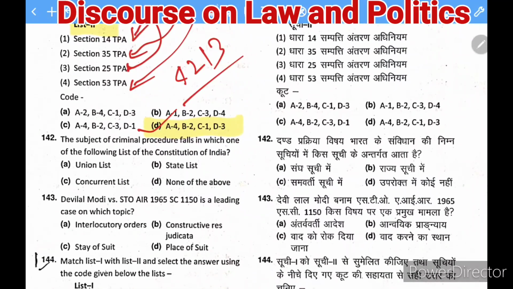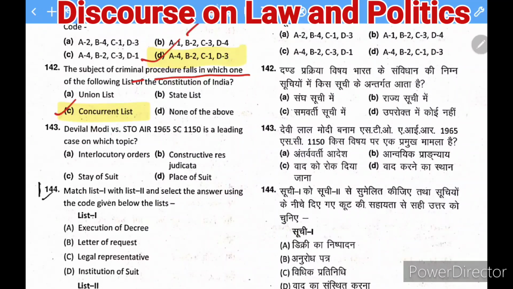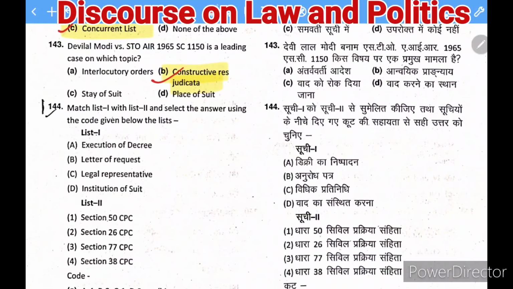Moving to the next question. The subject of criminal procedure falls in which one of the following lists of the Constitution of India? Union list, state list, concurrent list. Under which list does it fall? Yes, it falls in the concurrent list. Devilal Modi versus STO, AIR 1965. This case of 1965 relates to which kind of matters of the CPC? The answer is constructive res judicata. This case belongs to constructive res judicata.